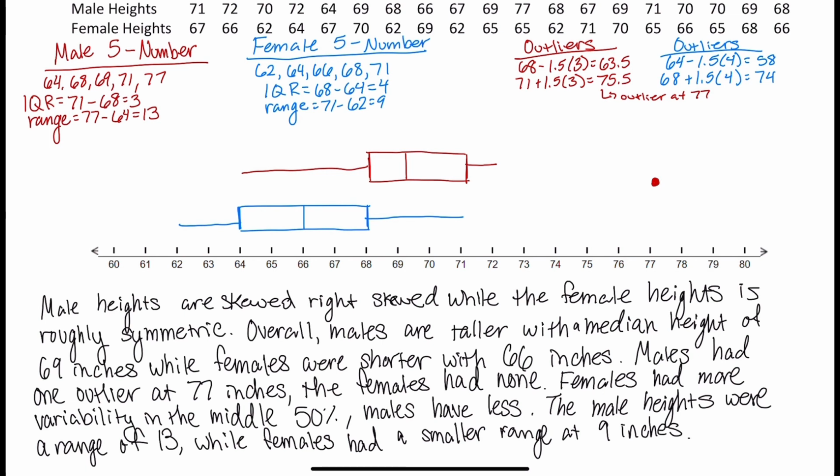And that is how you would compare distributions for two sets of data. You could do this with histograms or dot plots, but box plots are just generally easier, so you can quickly get those 5 numbers, and then just drawing the box plot is also super easy too.